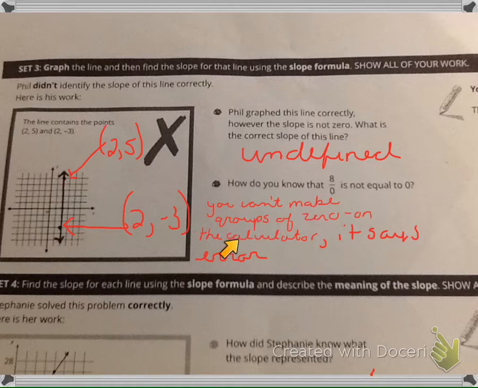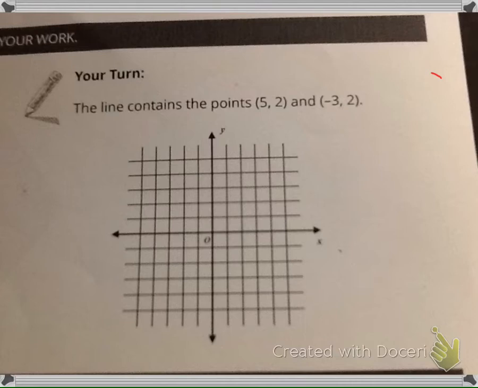You can't make groups of 0. And if you did it on the calculator, it says error. Try that. Try doing 8 divided by 0. You should get an error message because it's not possible to divide any number by 0. Okay, let's go to the next part. This time it's your turn.